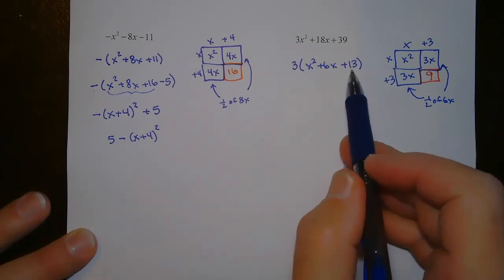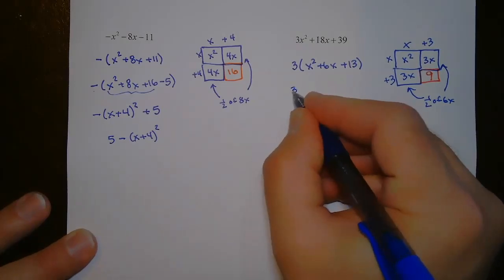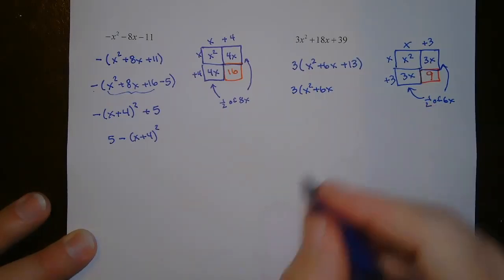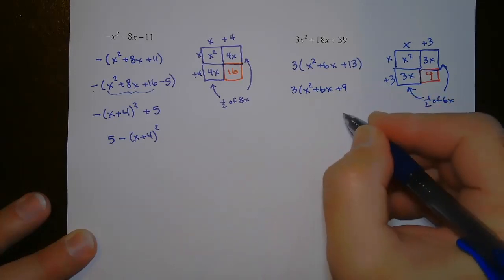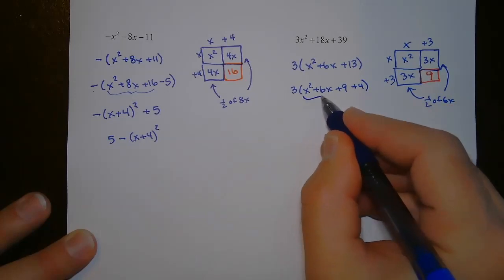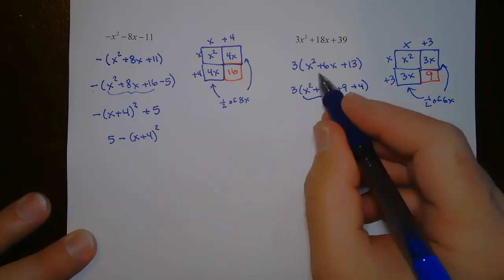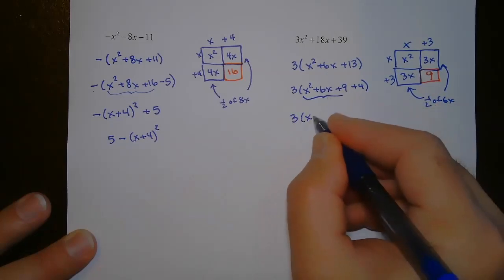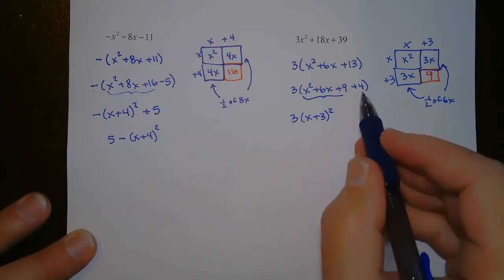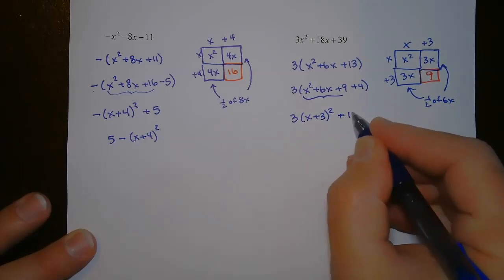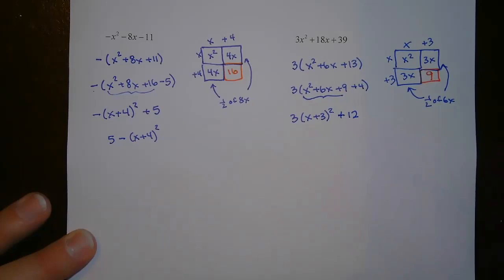So this 13 needs to be decomposed, needs to be broken up. So this is 3 times x squared plus 6x plus the 9, but I don't have 13 anymore, right? So I need to add 4. Okay. And then these three pieces, along with multiplying by 3, make up the square, right? So this becomes 3 times x, and these make up the x plus 3 squared. Now we don't really have 4. We have 3 times 4. So we need to add 3 times 4, which would be 12. Okay. All right. So that's the review on completing the square.